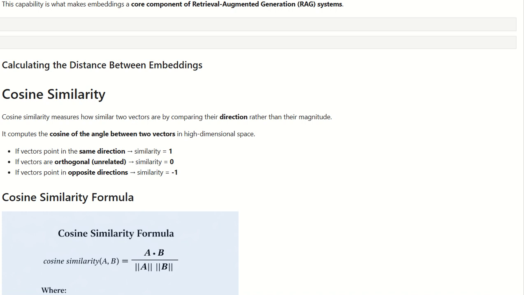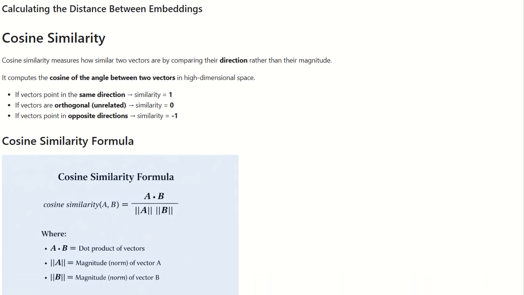The first one, we can discuss the directions now. If vectors point in the same direction, the similarity equals 1. If vectors are orthogonal, the similarity is 0, meaning unrelated. If vectors point in opposite directions, similarity equals -1, so it's not at all similar.